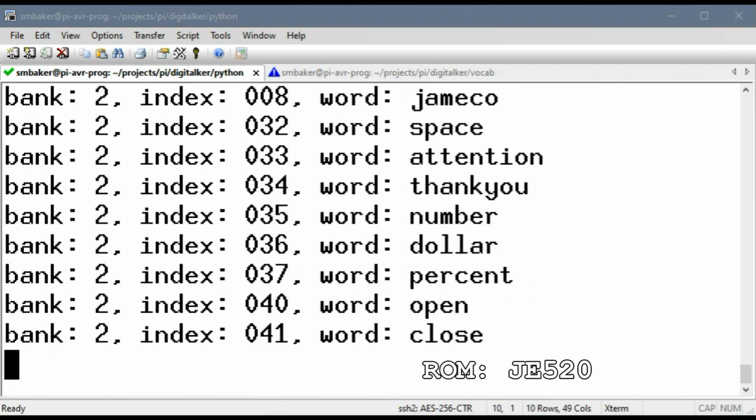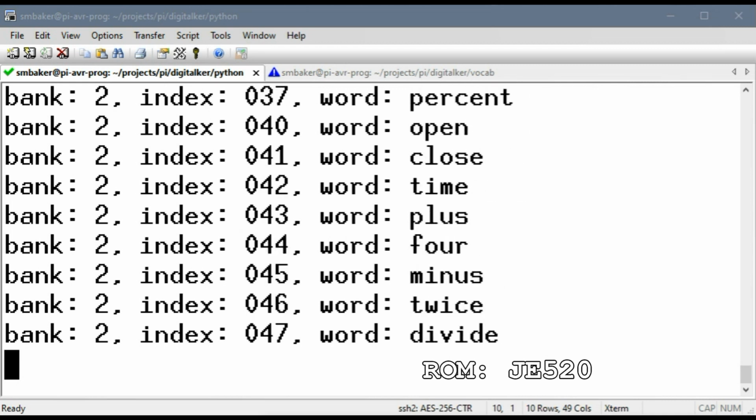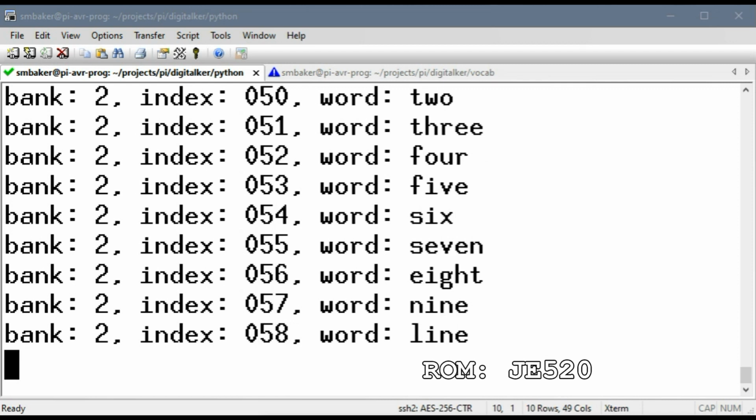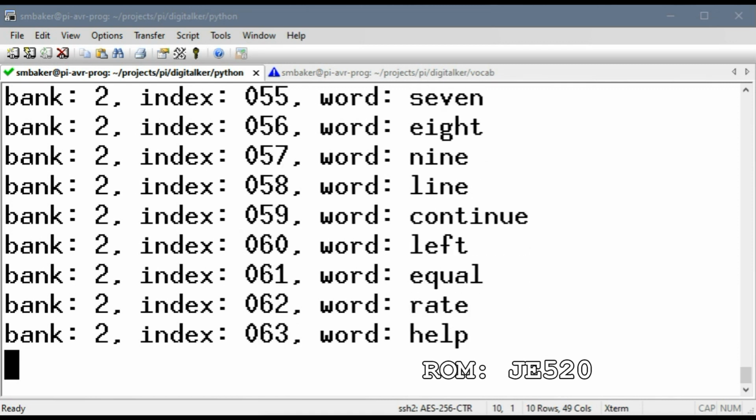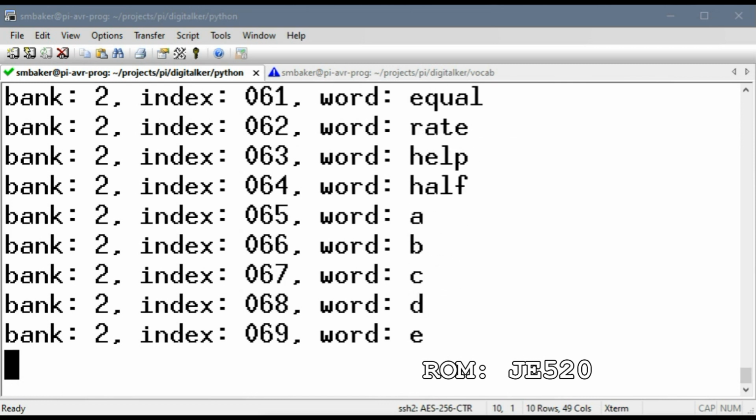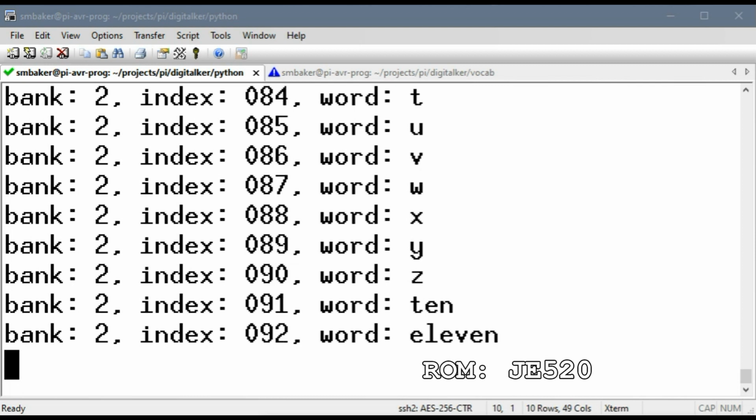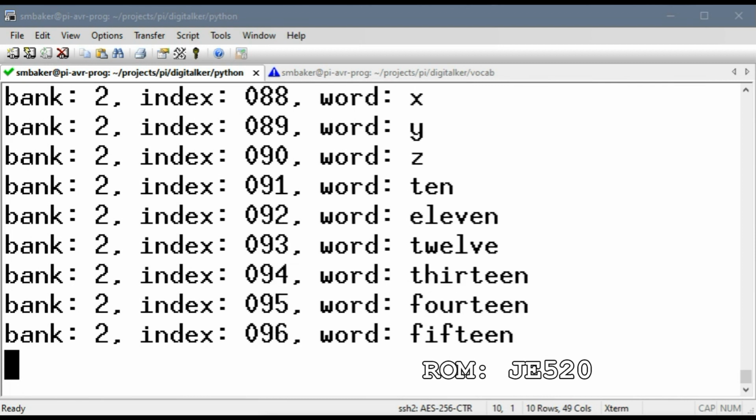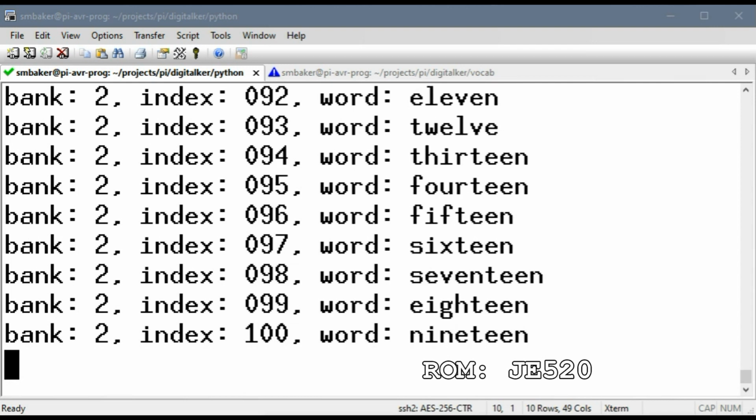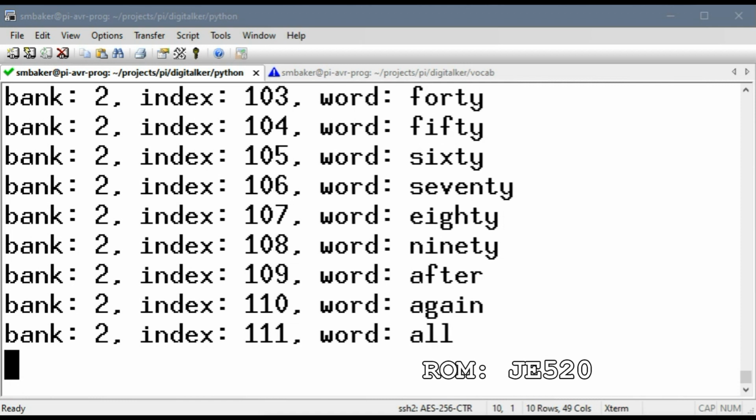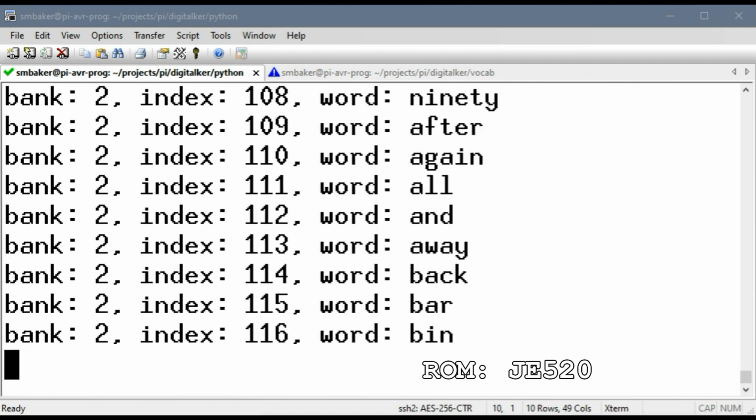Percent, open, close, time, plus, or, minus, point, divide, 0, 1, 2, 3, 4, 5, 6, 7, 8, 9, line, continue, less, equal, great, help, at, A, B, C, D, E, F, G, H, I, J, K, L, M, N, O, P, Q, R, S, T, U, V, W, X, Y, Z, 10 through 20, 30, 40, 50, 60, 70, 80, 90, after, again, all, and, away, back, bar, in, before, between.